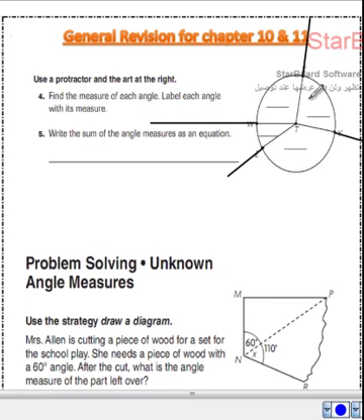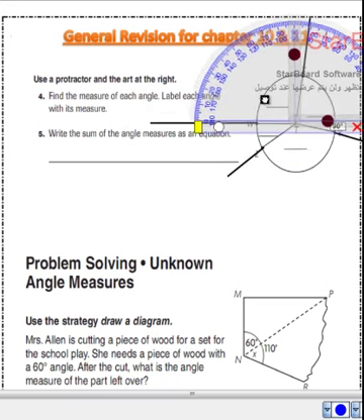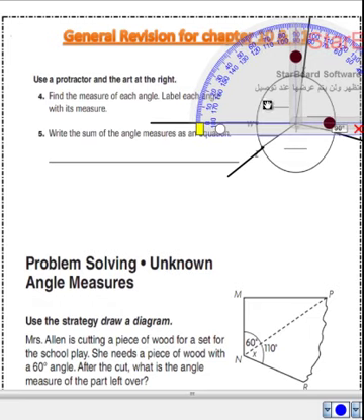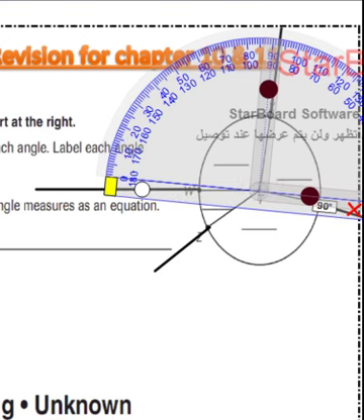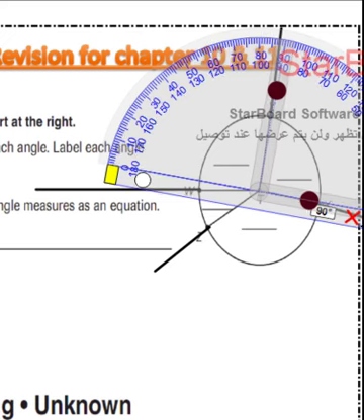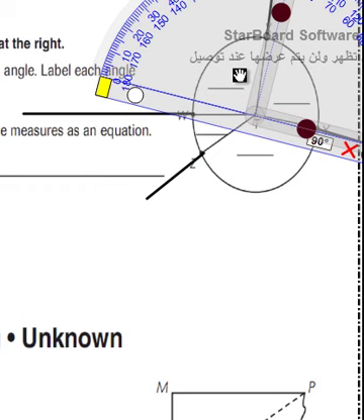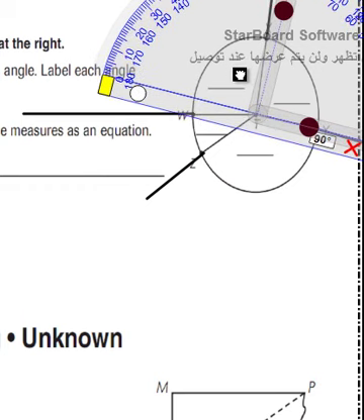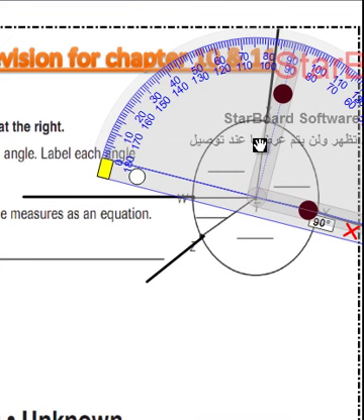Alright, I'm going to use my protractor. I'm going to put the center of my protractor on the vertex T, as you see. Then turn your protractor carefully. Put the 0 on the ray and your center on the vertex. Now count to reach this ray or this line segment.